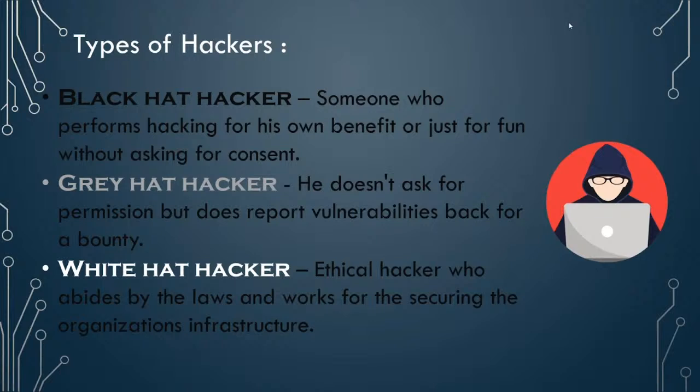Now, in between white hat hackers and black hat hackers, there's someone else known as a gray hat hacker. As the name itself suggests, these people have the qualities of both a black hat and a white hat hacker. Like a black hat hacker, they don't ask for permission before finding the vulnerabilities. But once they find the vulnerability, like a white hat hacker, they report it back to the organization. They don't take advantage of it, they don't exploit it and try to attack the system, but they report it back so that they can help the organization.